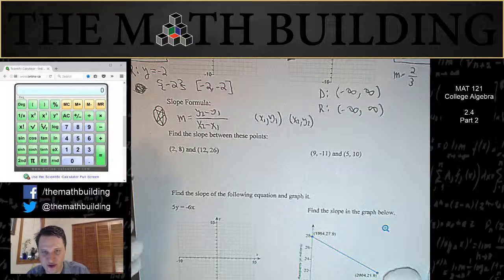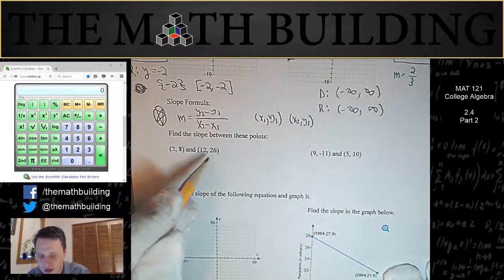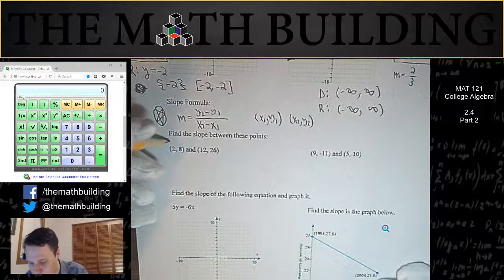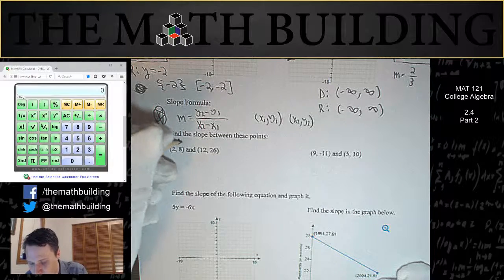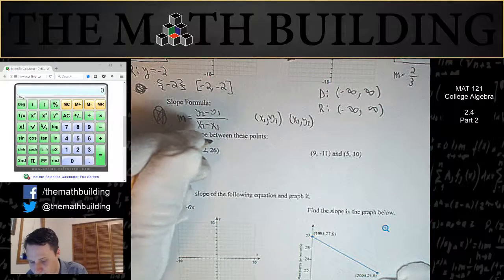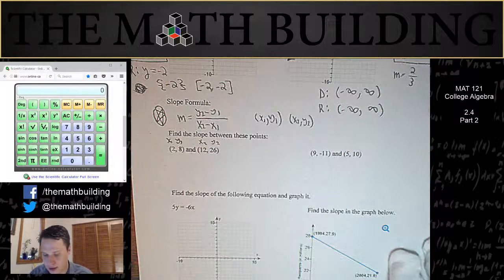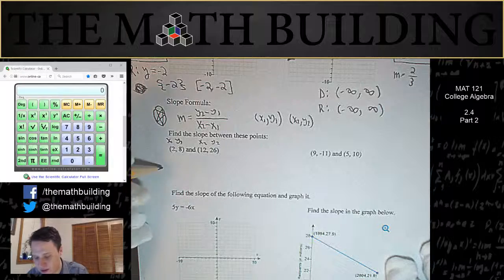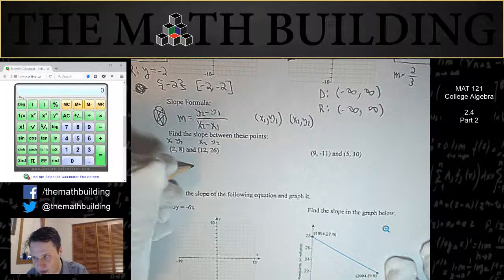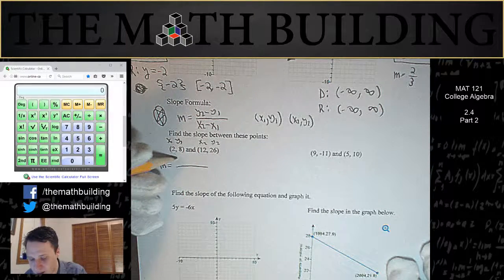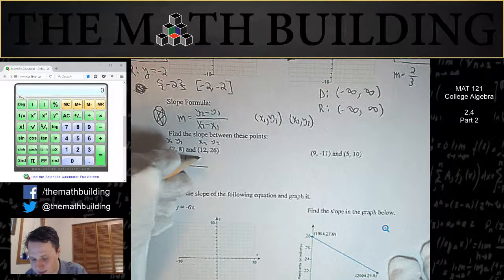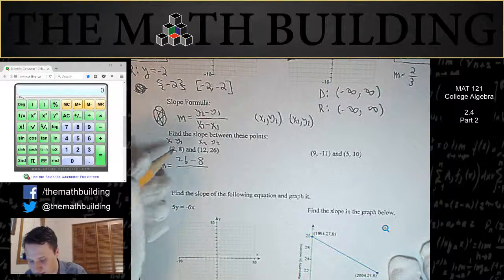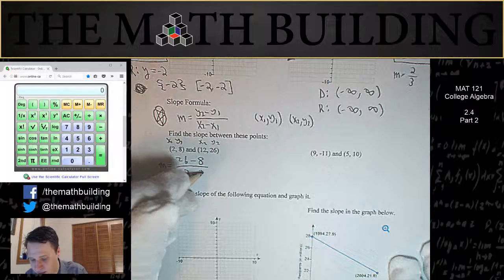Let's do it. Let's find the slope between (2, 8) and (12, 26). It actually doesn't matter which one you make your first point. So let's call this x1, y1, and let's call this x2, y2. All right, let's do our formula. Let's plug it in here. The slope is equal to y2 minus y1, which is 26 minus 8, over x2 minus x1, which is 12 minus 2.